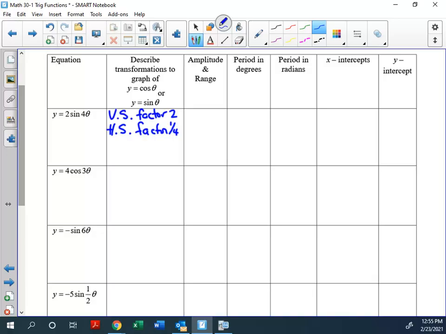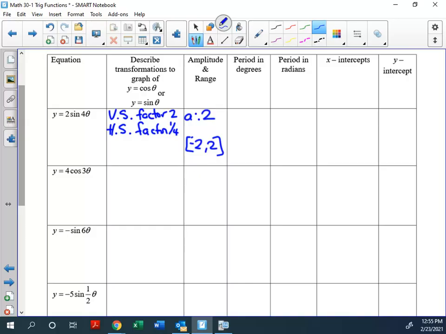Well, I go to the a value. The amplitude is the absolute value of the a value, which meant I stretched my basic range that went from -1 to 1, and my range now goes from -2 to 2.